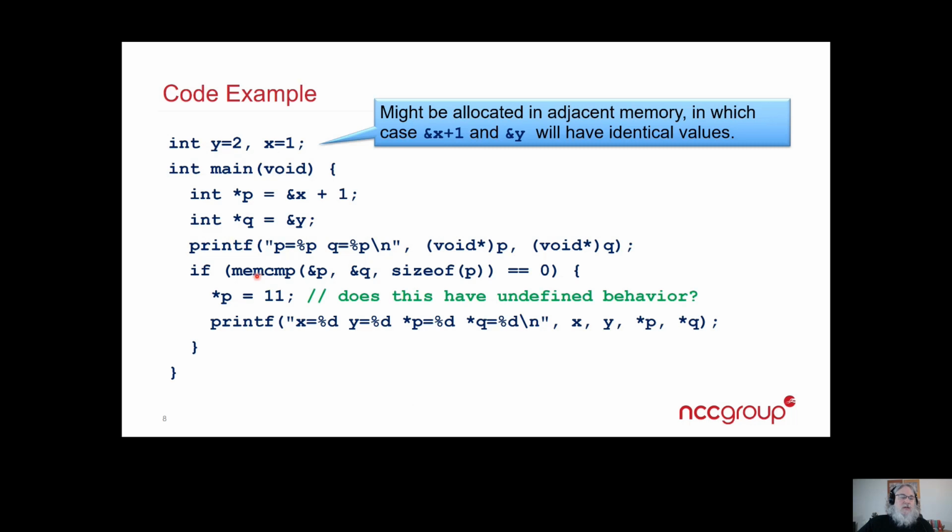What we do here is a memcmp to see if these two pointers are in fact bitwise equivalent, if they're exactly the same set of bits in each pointer, if they both reference the same address. If they do, we're going to write through pointer p the value 11 and then print out the result. The question here is, does this code have undefined behavior or not? What does the standard tell us the output of this printf function must be?